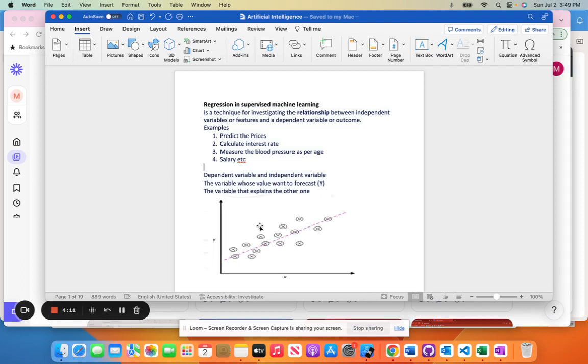In machine learning there is one term, forecast. Actually this is not only in machine learning, it is a general term. Forecast means to predict future things. So here it goes like this.